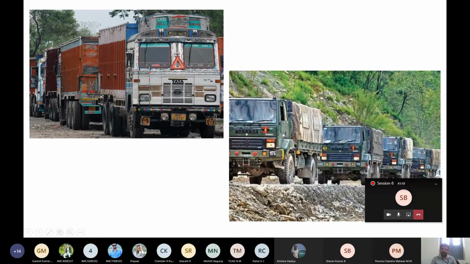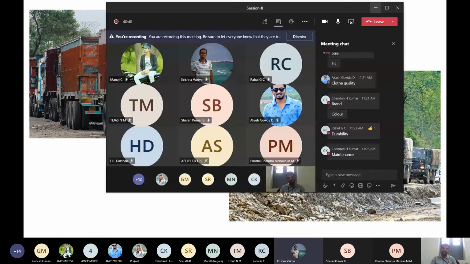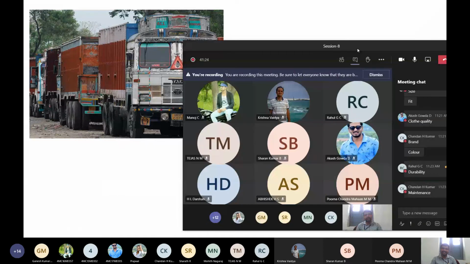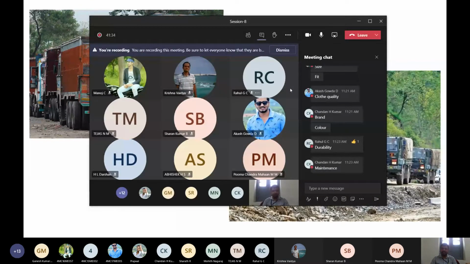Army. These are used in the army. And these are used for commercial purposes. Now, what are the constraints for a designer if he is designing a truck that is used in the army or military? What are the constraints for a designer?